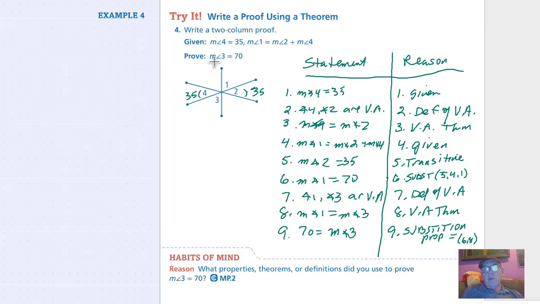I'm almost done, but notice that they want us to end up with measure of angle 3 is equal to 70. I've got this flipped around, so I need to use the symmetric property and put measure of angle 3 on the left. So measure of angle 3 is equal to 70, and that last step is symmetric property of equality. Lets me spin it around the equal sign. If there was a congruent sign there, it would be symmetric property of congruence.